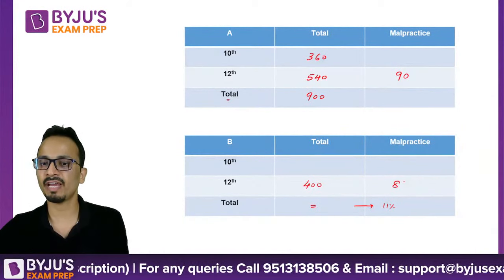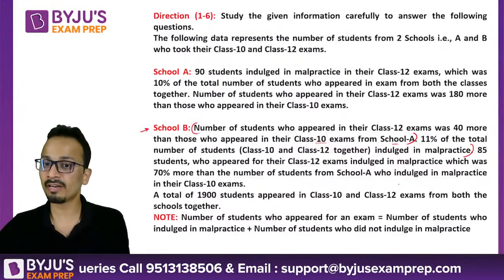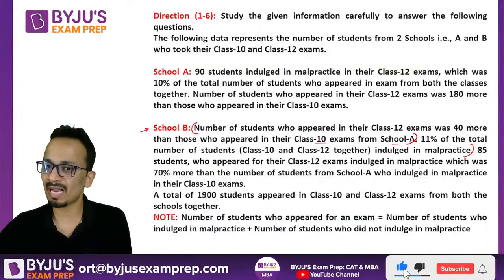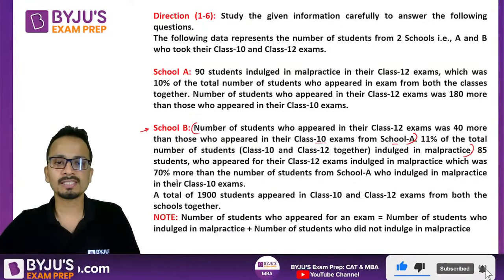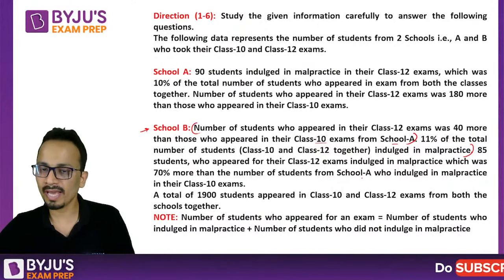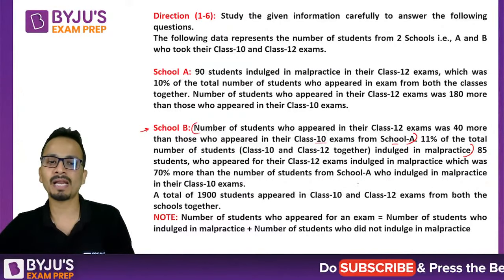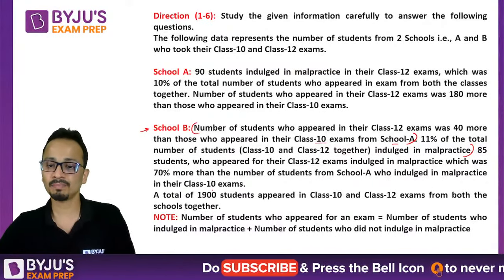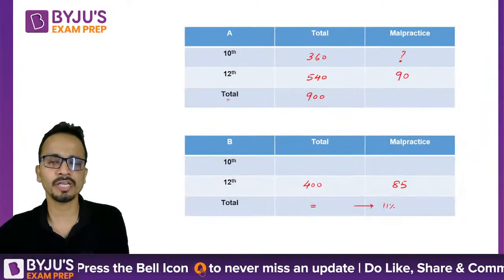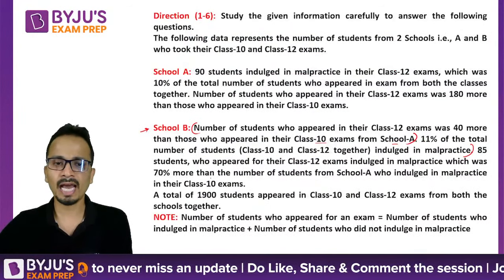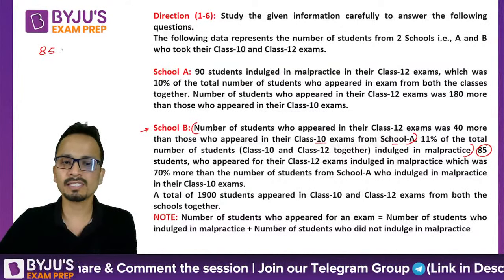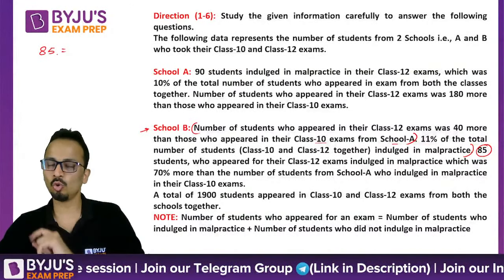So यहाँ पे 85 आ जाएगा. Now इसका relation दिया हुआ है कुछ. So 85 students who appeared for their class 12th exam indulged in malpractice, which was 70% more than number of students from school A who indulged in malpractice in their class 10th exam. अब class 10th exam for school A जो malpractice में indulge थे वहां पे blank है. And they are saying that this 85 is 70% more than those students.